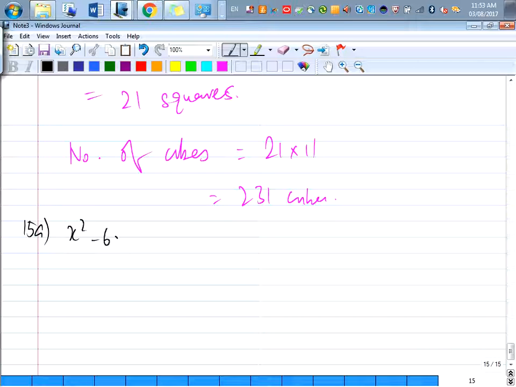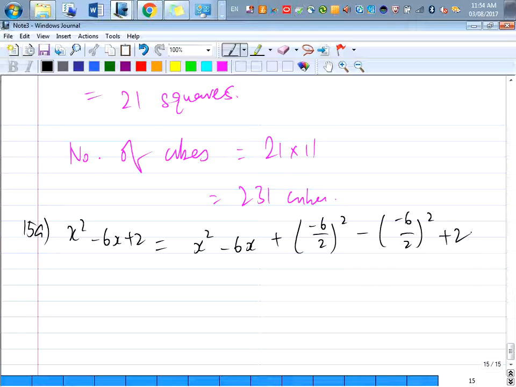Express x squared minus 6x plus 2 in the form of, meaning complete the square. So this will be x squared minus 6x plus (negative 6 over 2) squared minus (negative 6 over 2) squared plus 2. Completing the square. You may know of some shortcuts. If you apply it correctly, good for you. Otherwise, this is the step by step on how to do it.